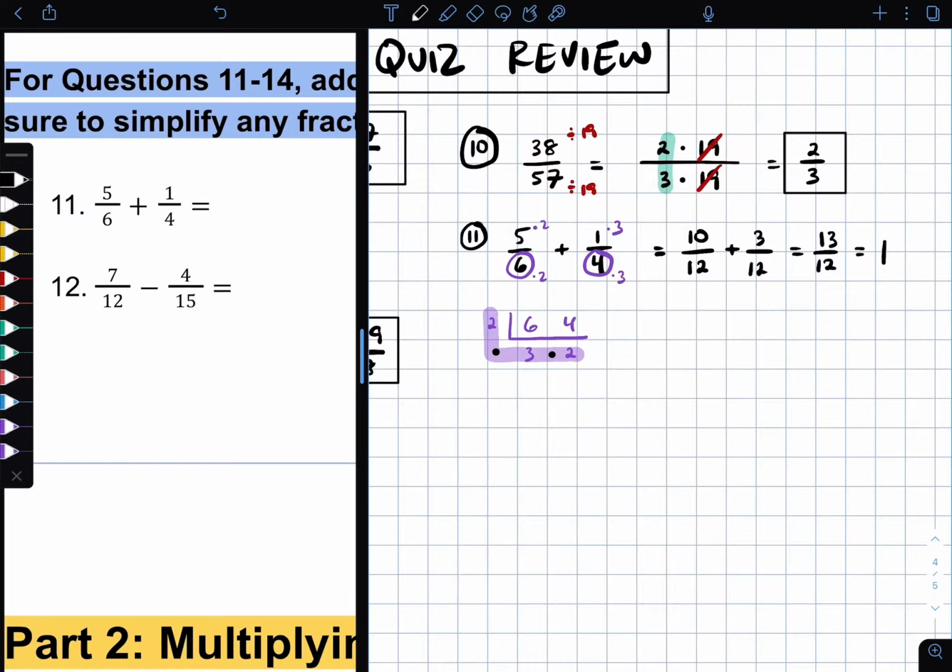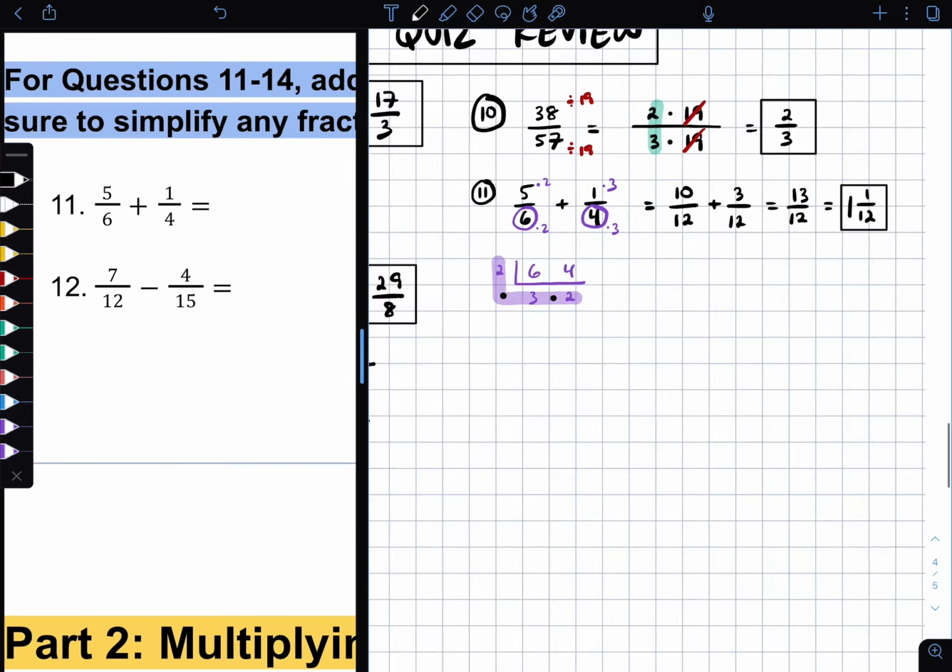And we can say that's going to be 1 and 1/12. That would be the mixed number version. 13/12 is equivalent though. All right, so there you have 11.